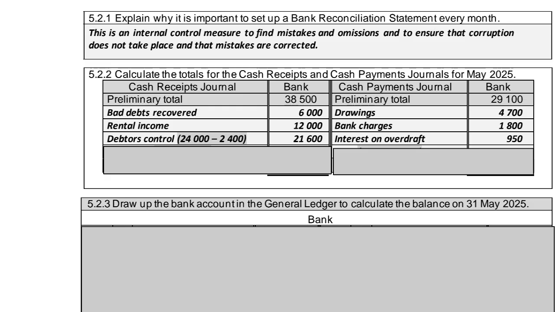F. EFT 907 pertaining to wages was loaded on the bank. The correct amount of the EFT appears in the bank statement as R8,500. However, it was incorrectly recorded in the cash payments journal as R5,800. So the difference of R8,500 minus R5,800 is R2,700. So that amount we must still pay in the cash payments journal. So we're going to have wages, 8,500 minus 5,800 to give you R2,700.